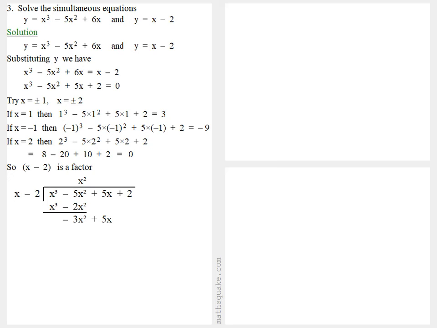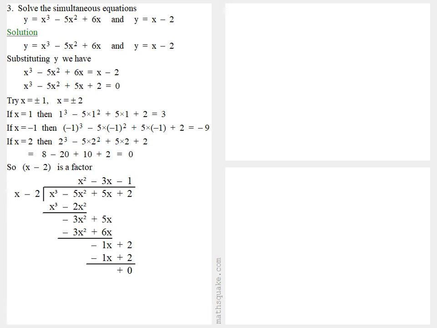We divide x into minus 3x squared, which gives us minus 3x. Minus 3x times x minus 2 is minus 3x squared plus 6x. When we subtract, that leaves us minus 1x. We bring down the plus 2, and we divide x into minus 1x. That gives us minus 1. We multiply minus 1 times x minus 2 is minus 1x plus 2, and when we subtract, that's 0.